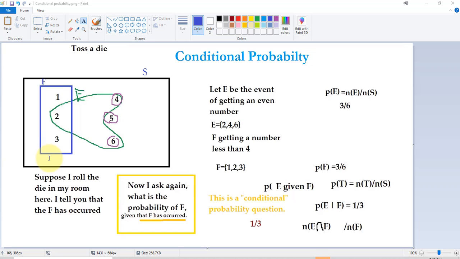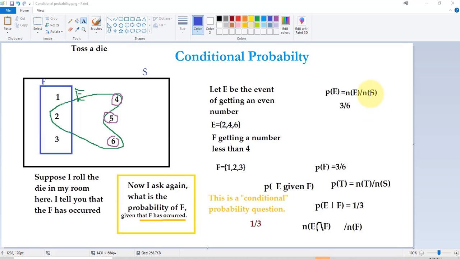And so that means that in our calculation, when we're answering this question, the sample space should be F, not S. So we shouldn't take n of S. We should take n of F. So we're going to have n of F in the denominator, not n of S.